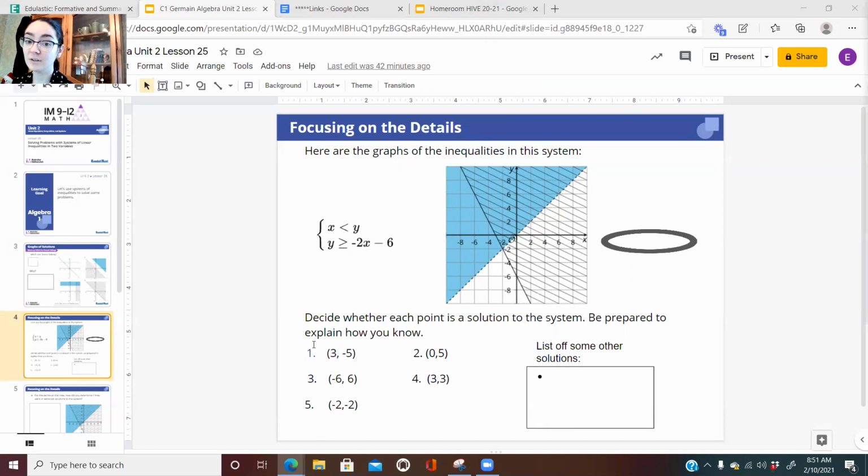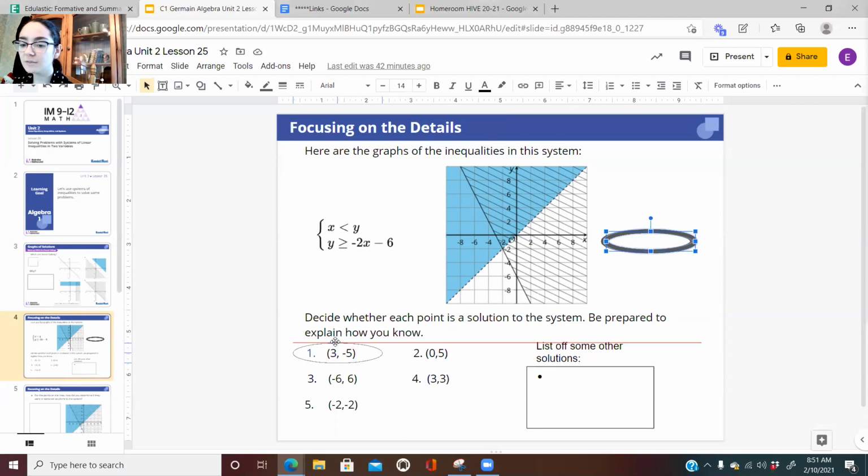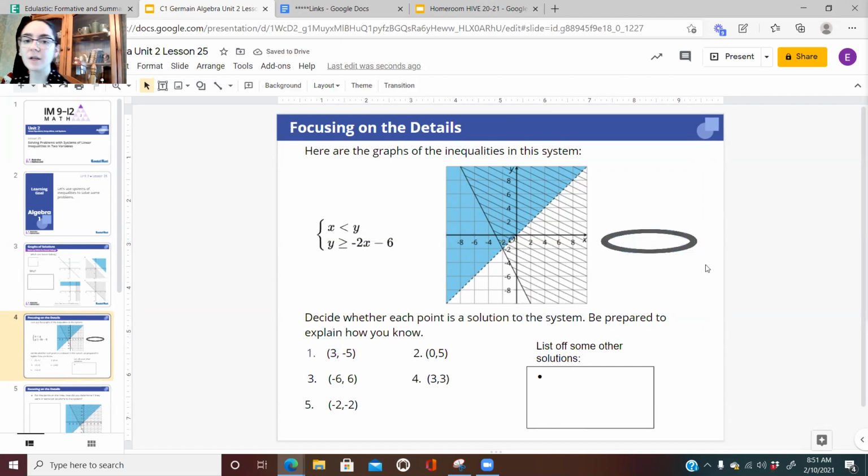ordered pairs here. And using what we know about solutions to systems of inequalities, you need to decide, is it a solution, yes or no? If you think yes, you're going to circle it. And then I want you to list other solutions that aren't listed here. I'm not saying that first one is a solution or is not a solution. I just put it there. So I want you to take 2 minutes right now to look at all 5 of these and decide, are they solutions using what we know about systems of inequalities? And then I want you to list a few more points that could be considered solutions to the system. Okay, take 2 minutes right now.